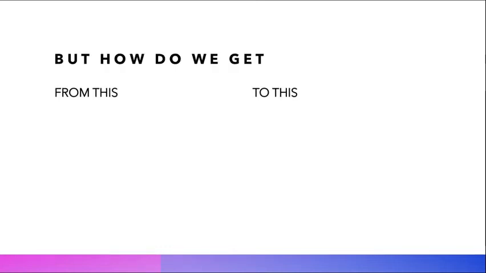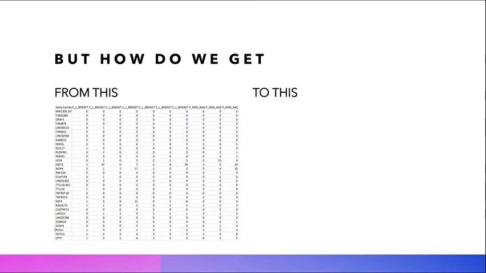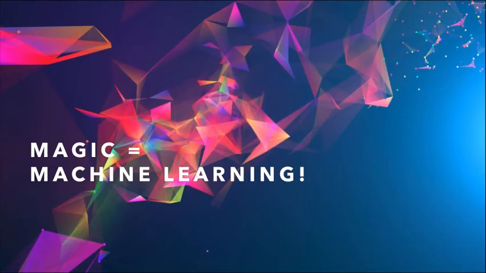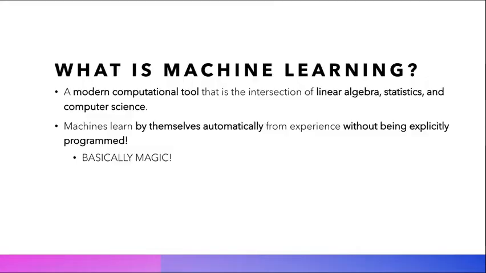But how do we actually get that? How do we get from this matrix of zeros and then some positive numbers to this beautiful set of colorful clusters that can actually tell us something? Magic. Or in this case, machine learning. Machine learning is a modern computational tool that is the intersection of linear algebra, statistics, and computer science. Machines learn by themselves without being explicitly programmed, which is basically magic.